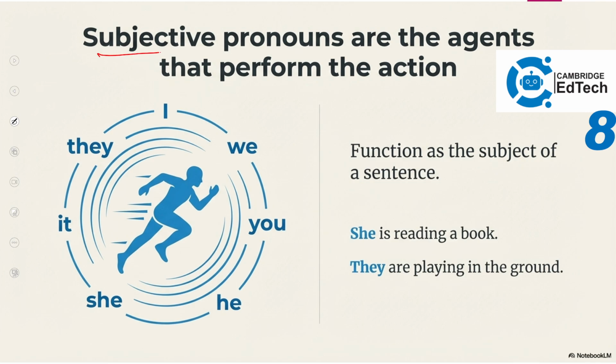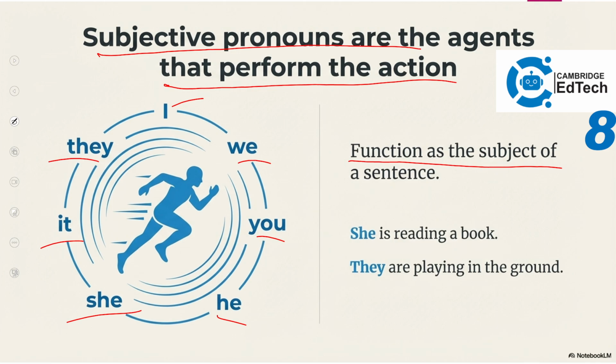Subjective pronouns are the agents that perform the action. Yes, definitely the name is also telling us that: subjective pronoun. So look at this. These are the pronouns which are used as subjective pronouns. Subjective pronouns function as the subject of a sentence. Look at these two examples.